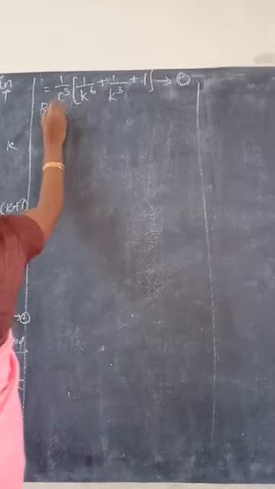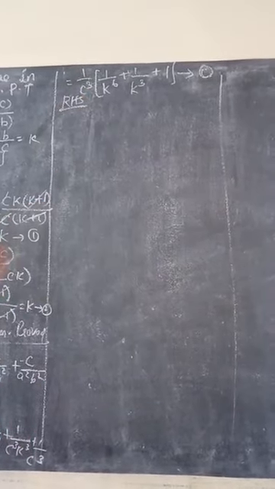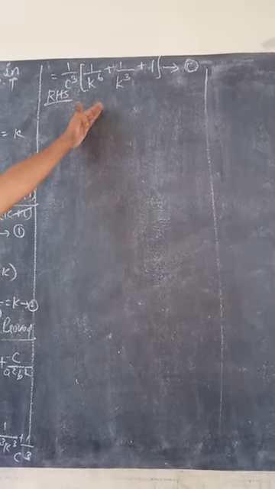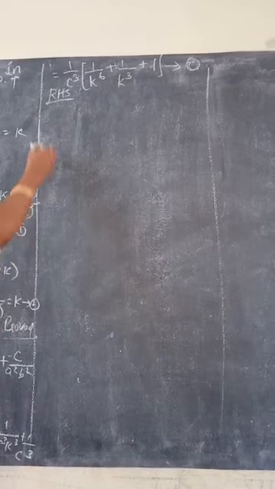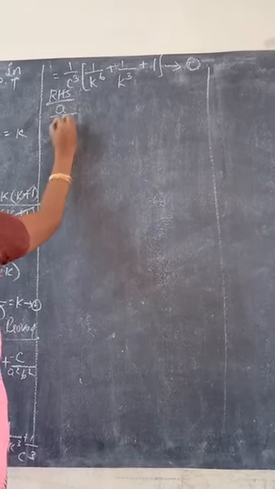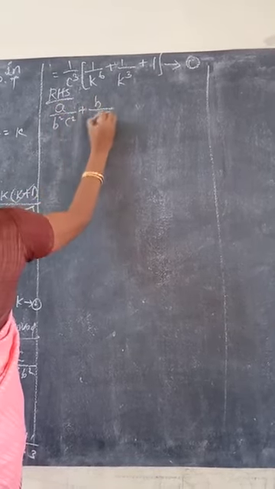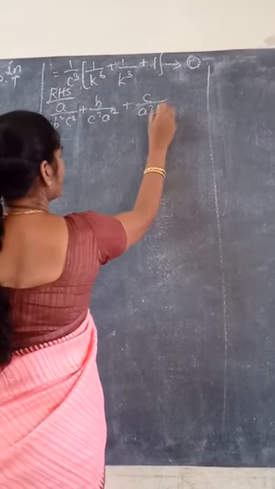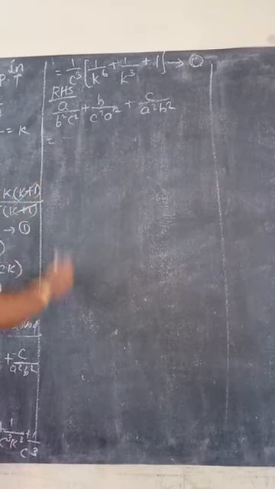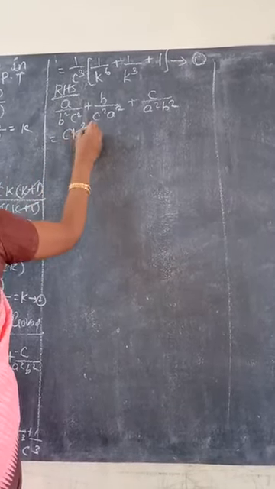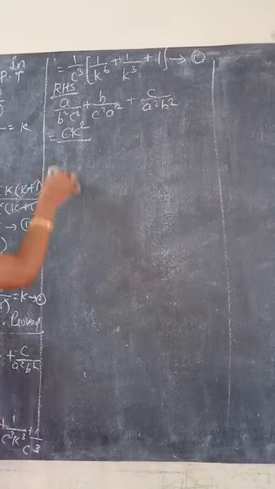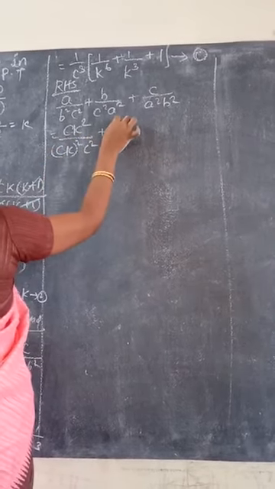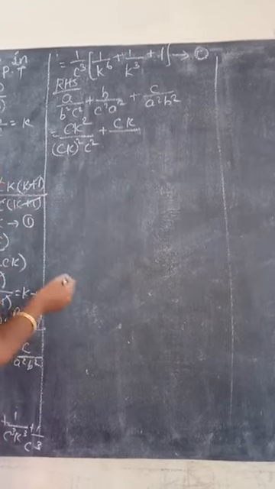Next take the right hand side. No need to simplify till the end. If the left hand side answer and right hand side answer are the same, automatically that is proved. So what is the right hand side? a by b squared c squared plus b by c squared a squared plus c by a squared b squared. Now as usual, what is a? ck squared, divided by what is b? ck squared, into c squared plus b value ck divided by c squared.